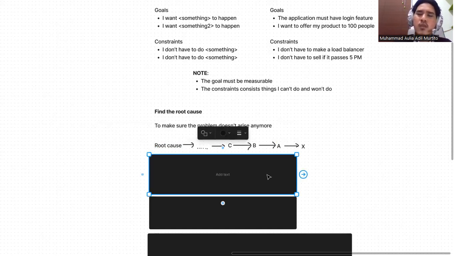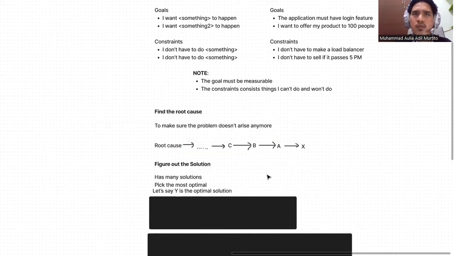So after we have found the root cause, of course, we have to figure out the solution. A problem might have many solutions. I mean, the root of the problem could have many solutions, but we have to pick the most optimal one. And let's say Y is the optimal one.